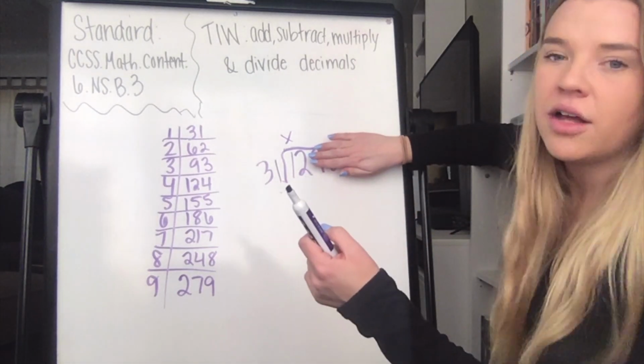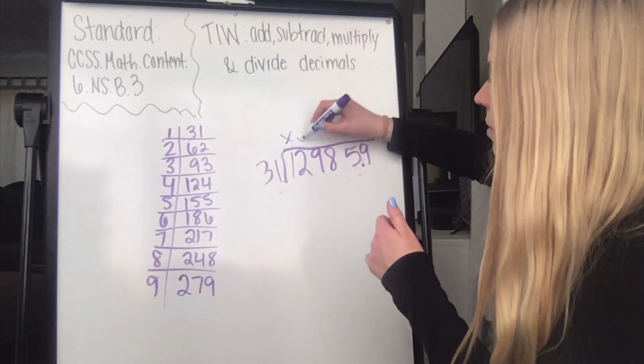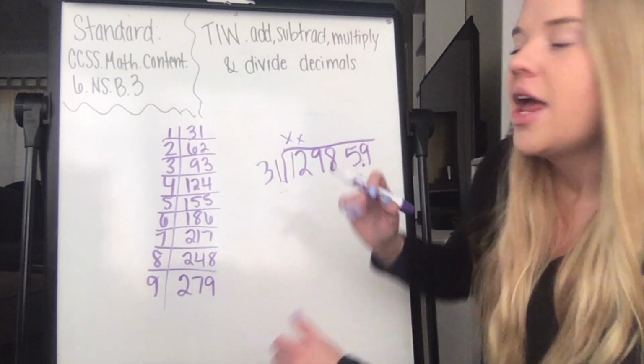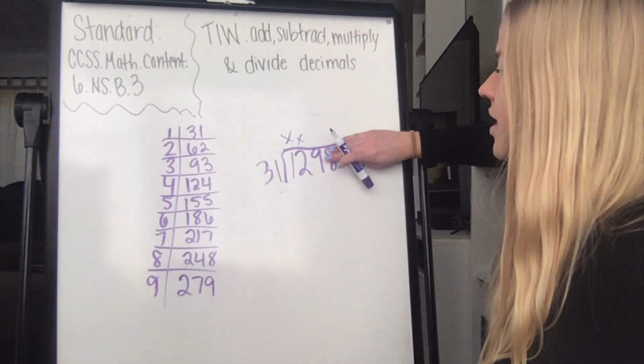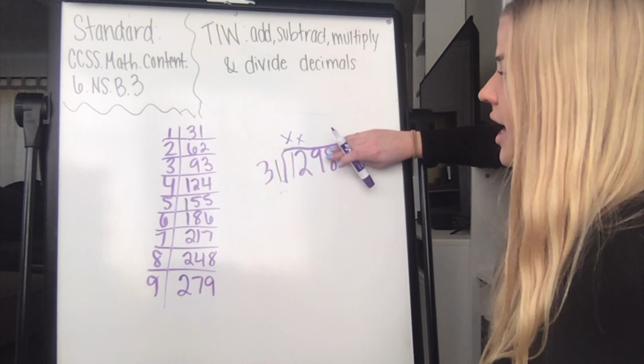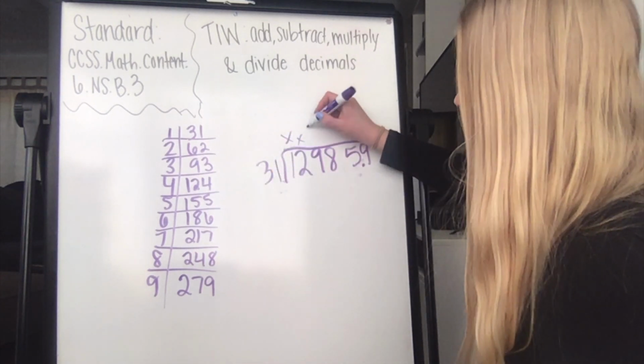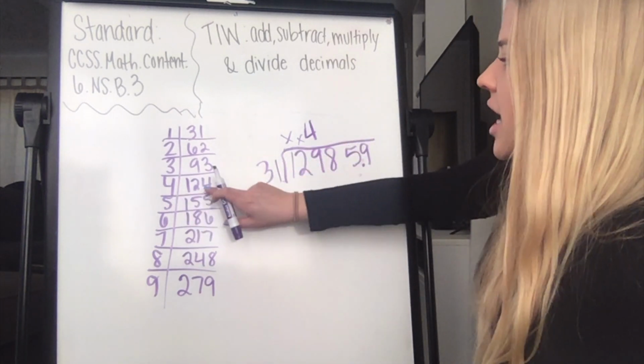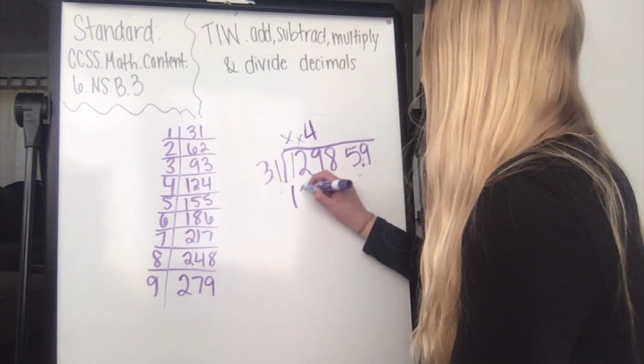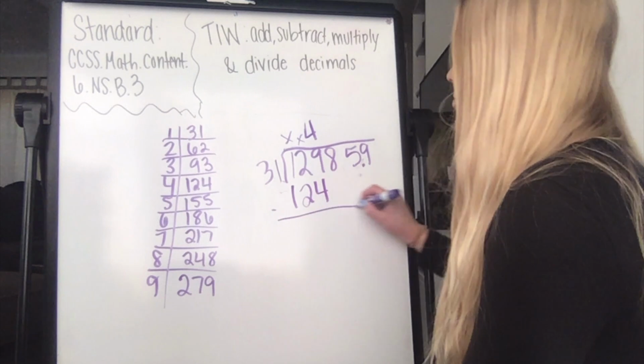Can 31 go into 12? Nope. That's still way too small. If you want to put another X, that works too. But now I'm going to go over to 129. Can 31 go into 129? And I'm going to look at my chart, and I'm going to say yes. It can go in there 4 times. And that is 124. So I'm going to write that down here.